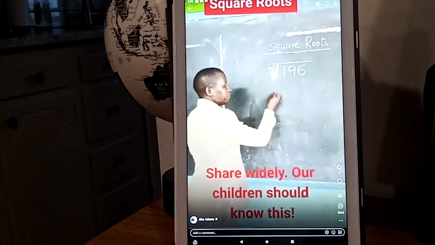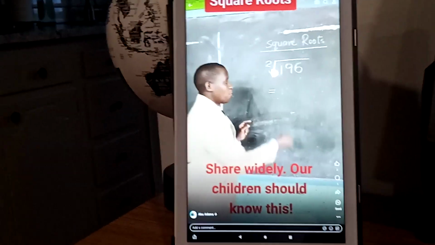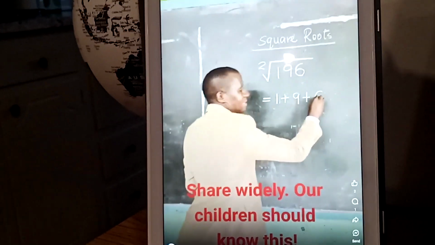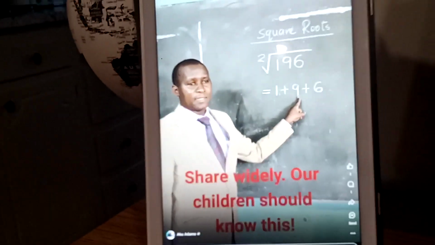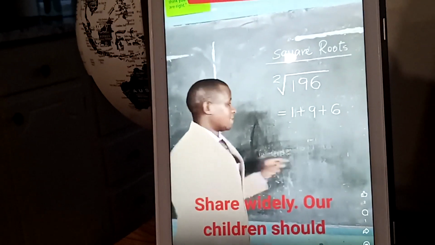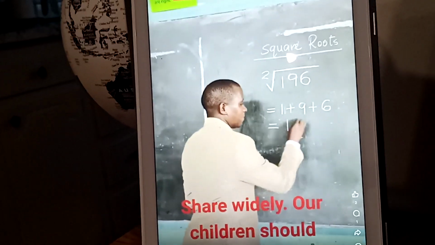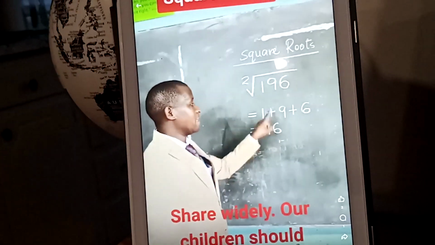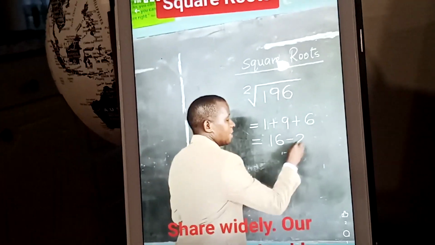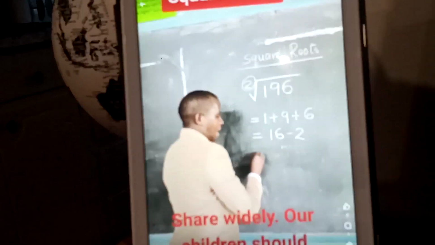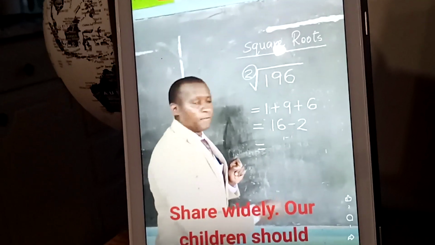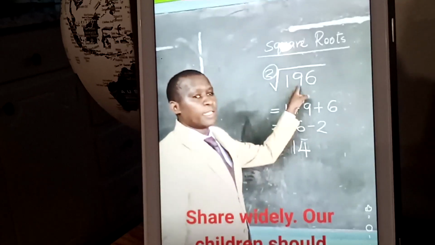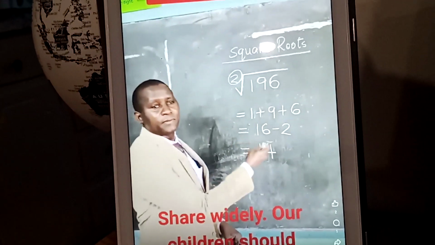Very simple. You add 1 plus 9 plus 6. 1 plus 9, 10, plus 6, 16. Very good, 16. Then, because we are looking for the square root, we take away the 2 here, and 16 take away 2 is what? 14. Which means 14 times 14 will give you 196.